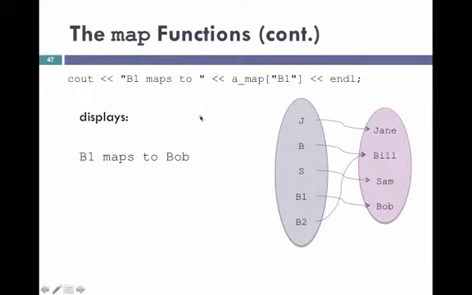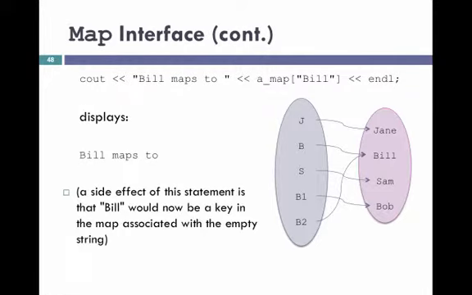And here's a way we can output the keys and values. If we say Bill maps to, and we say map with the string Bill, then that will display Bill maps to. A side effect of this statement is that Bill would now be a key in the map associated with the empty string.